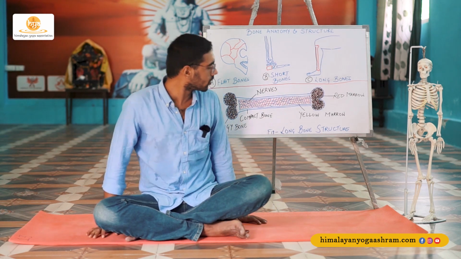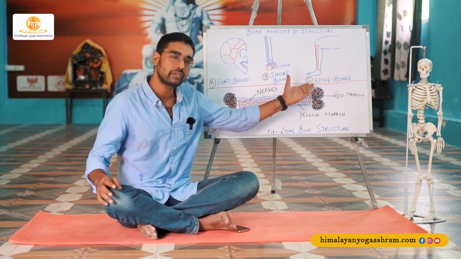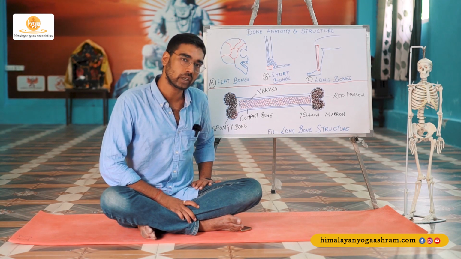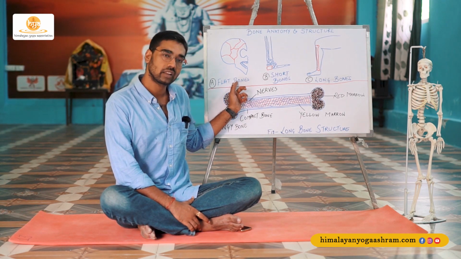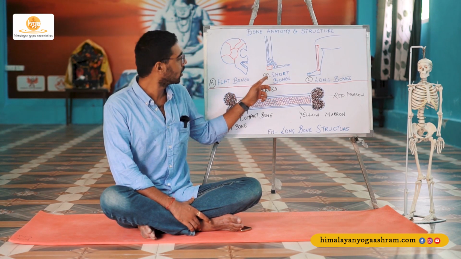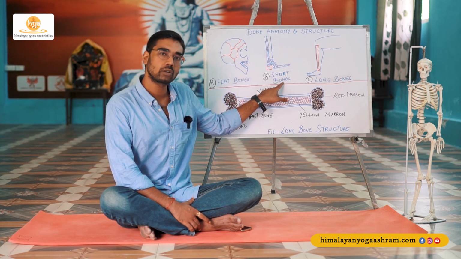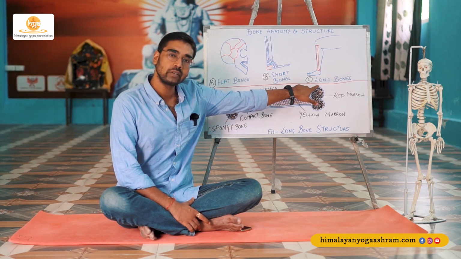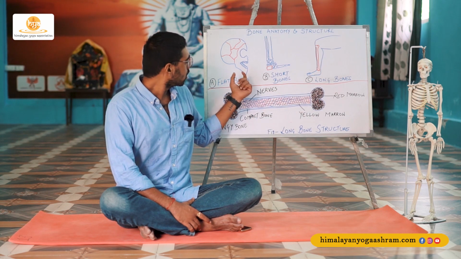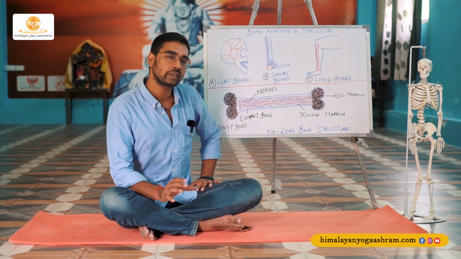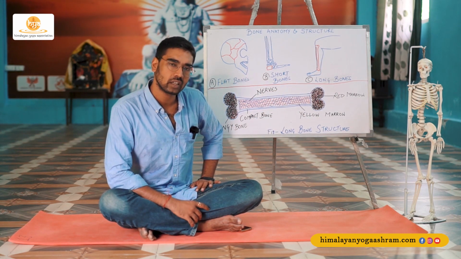Now, there are three different types of bones inside the human body. As you can see, the first type is flat bones, the second type is short bones, and the last type is long bones. The flat bones are only present in a few locations inside the human body.